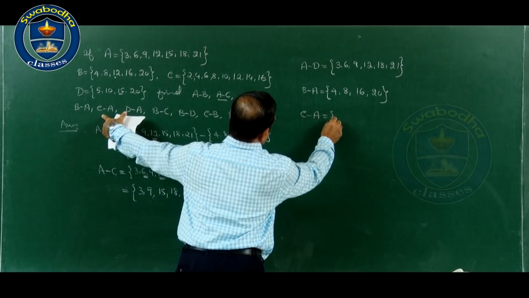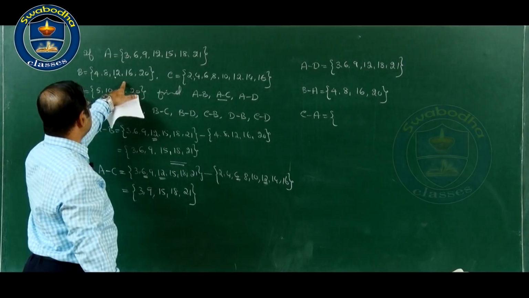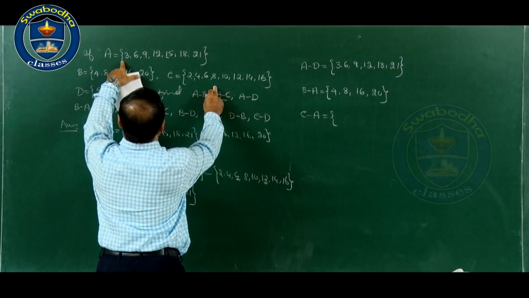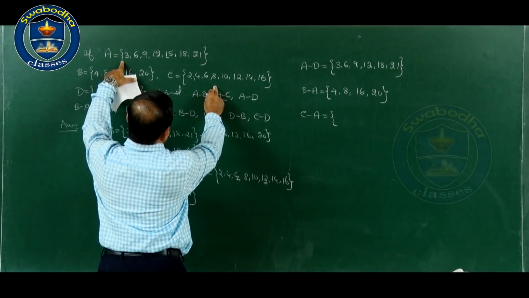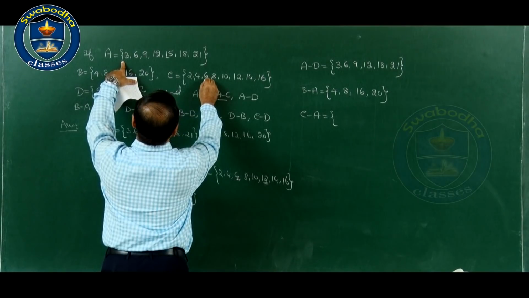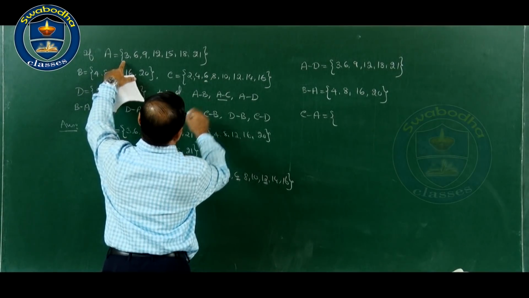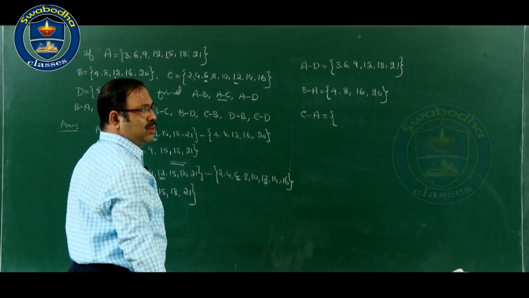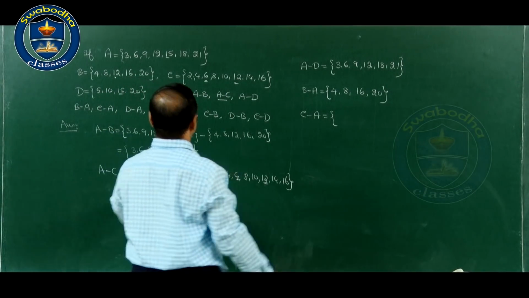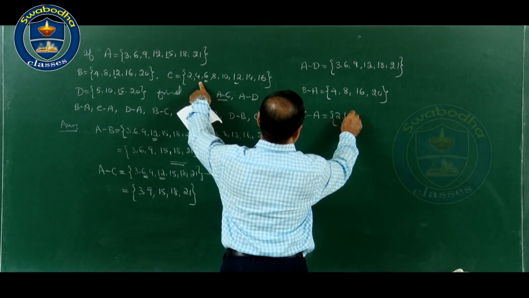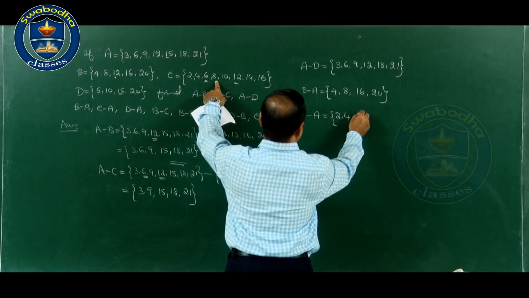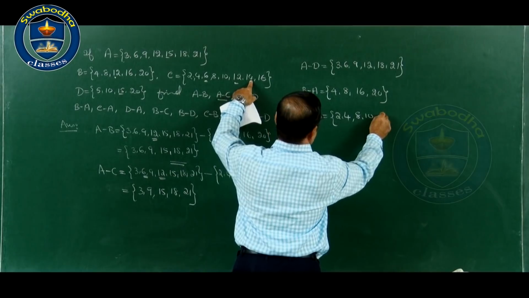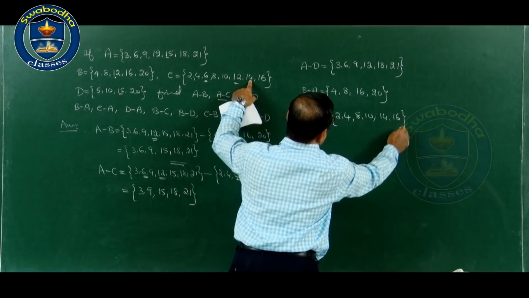Then similarly we can write C minus A. Common elements present in A and C must be subtracted from what? C. The common elements are 6 and 12. So 6 and 12 must be subtracted from C. Then the remaining elements are 2, 4, 8, 10, 14, 16.